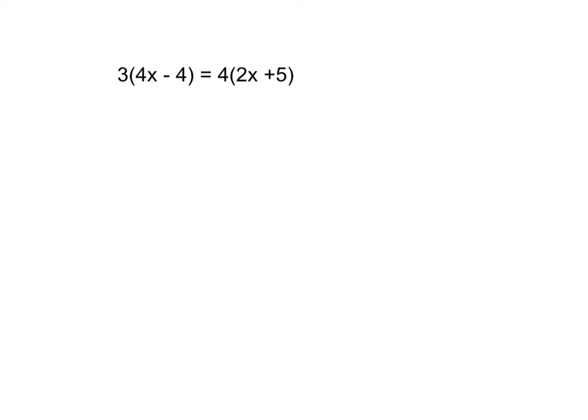So first, you got to deal with those grouping gems. So we're going to distribute this 3 that's outside the parentheses to both parts before I do anything else. So 3 times 4 is 12. Keep the x. 3 times 4 is 12. So on this side now I have 12x minus 12 equals 4 times 2 is 8, and keep the x. 4 times 5 is 20.